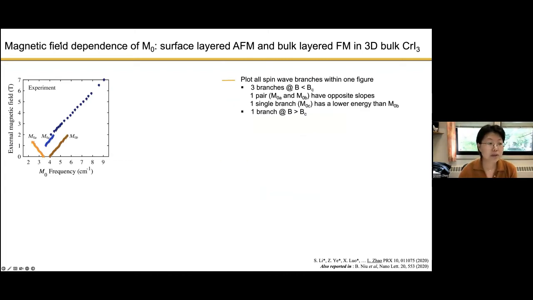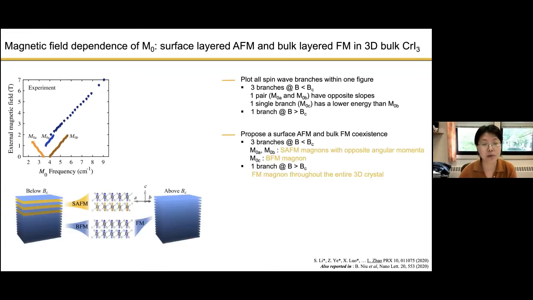Then we move to take a better look at the spin wave modes. We fit all the mode frequencies as a function of the field and collapse the data in all channels into this one figure here. What we see is that below 2 Tesla, we have 3 branches: 2 of them shift in the opposite direction and a third one just does a linear shift. So this motivates us to propose a model.